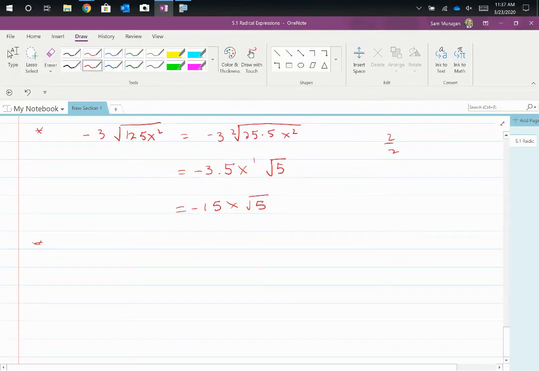Similar problem, negative 3 times the cube root of 125x squared. The cube root of 125 is 5. And then 3 cannot divide exactly into 2, so we leave the x squared underneath the radical sign.